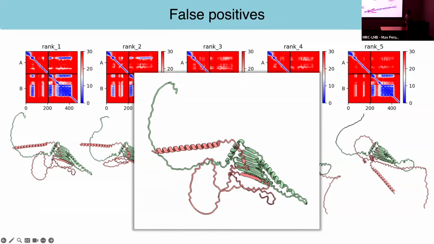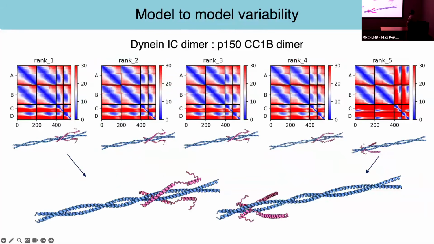There's also something to watch out for, which is model-to-model variability. So here we have the five different predictions. Turns out this top ranked one is correct. We have a structure for this one. But it turns out that this whole peptide, according to NMR, might interact with this coiled coil. And perhaps one would want to investigate this nicely predicted interaction of this other part of the peptide with this bit of the coiled coil.